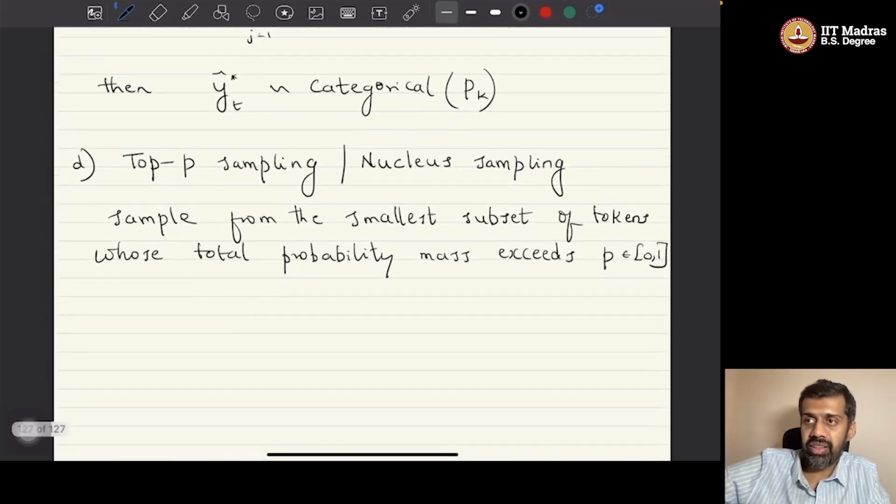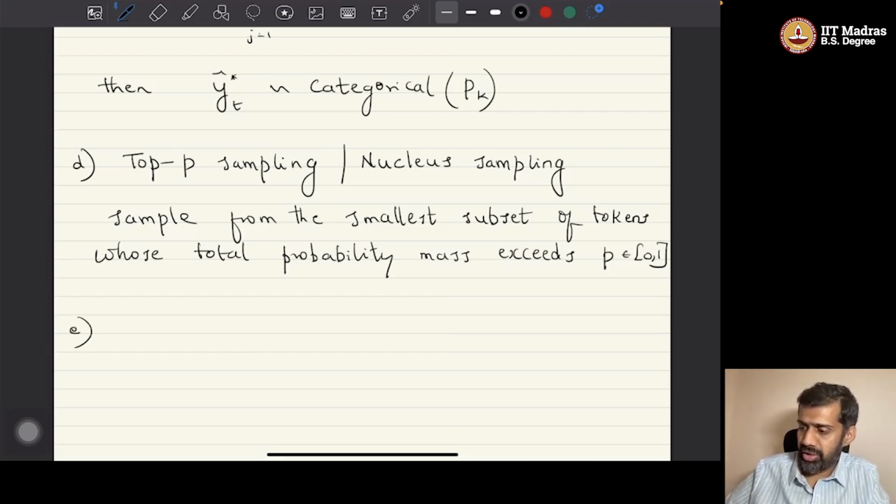So this is, again, adaptive to the context. What does this mean? Instead of just choosing the top k by fixing a k, you make it adaptive in the sense that at every time the number of tokens from which you are sampling varies depending upon what the context is.